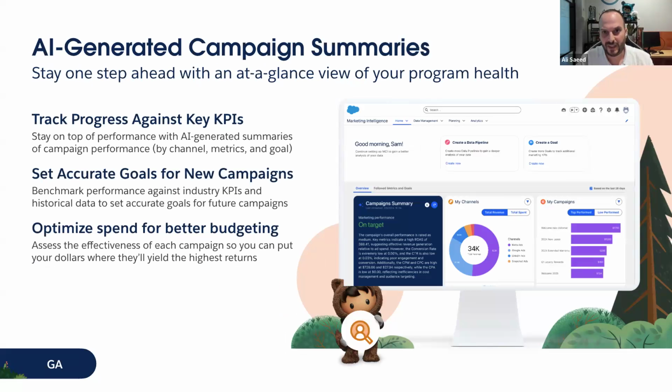You have AI-generated campaign summaries. I wasn't able to show you these today, but again, it will tell you whether your marketing performance is on track, if it's slow, or if it needs to be paused. All that is available when you first log in to Marketing Intelligence, and then you can define what the goals are, and that would automatically reflect based on the data that is ingested into Marketing Intelligence.